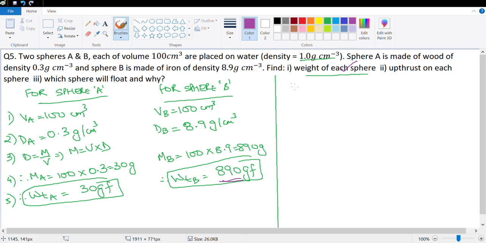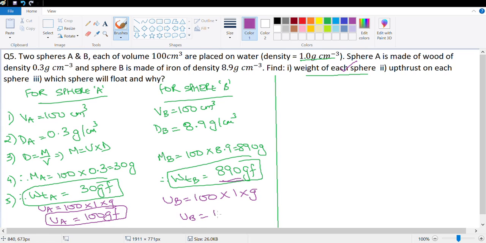For A, upthrust would be equal to volume, in this case 100, multiplied with density of liquid, which is 1, multiplied with G, which means upthrust A would be equal to 100 gram force. Let's calculate upthrust B. Upthrust B would be equal to volume into density into G, which means upthrust for B would also be 100 gram force. So basically, we figure out that the upthrust has got nothing to do with the mass, it is dependent on the volume.